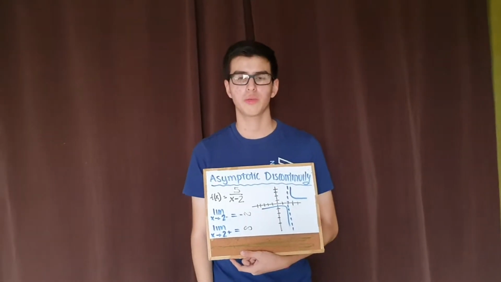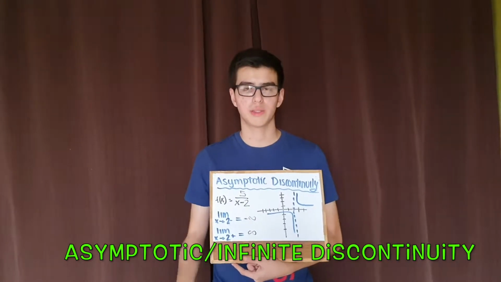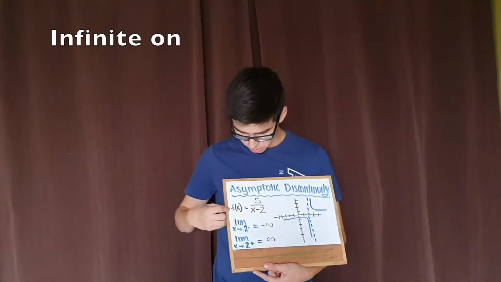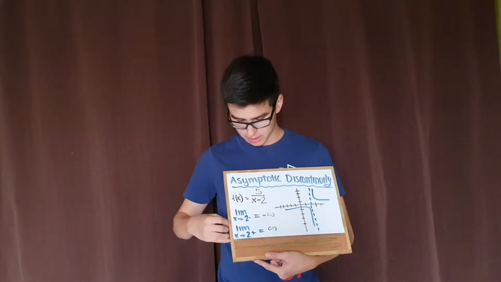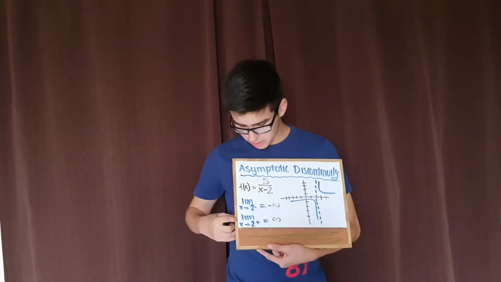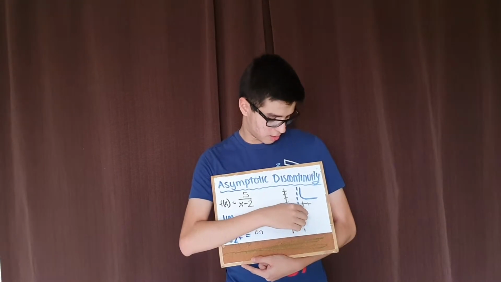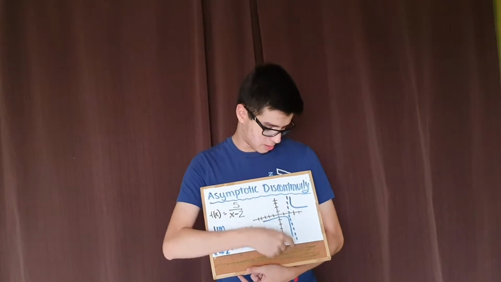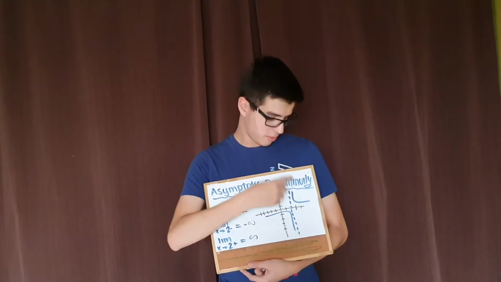So the discontinuity that we are now seeing is the asymptotic or infinite discontinuity. This discontinuity is characterized by having its limit at infinity or negative infinity. So in the function f of x equals 5 over x minus 2, we can see that the limit as x approaches 2 from the left side goes to negative infinity, and as x approaches 2 from the right side, we can see that the function goes to infinity as well. It is also important to recall that there is a vertical asymptote at x equals 2, which is what makes this function go to infinity and negative infinity.